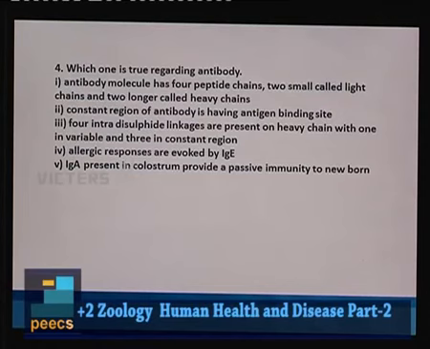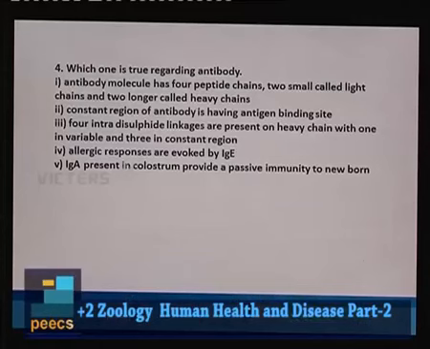What about the third one? 4 intra disulphide linkages are present on the heavy chain, with 1 in the variable and 3 in the constant region. This is also true. If you observe the diagram of a typical antibody, you can see the intra disulphide linkages, which are present in the same polypeptide. In the case of a heavy chain, you can see 1 intra disulphide linkage in the variable and 3 in the constant region. So, this is a true statement.